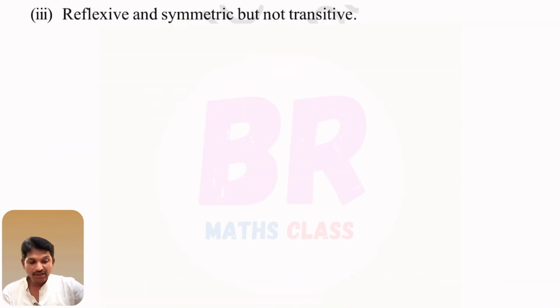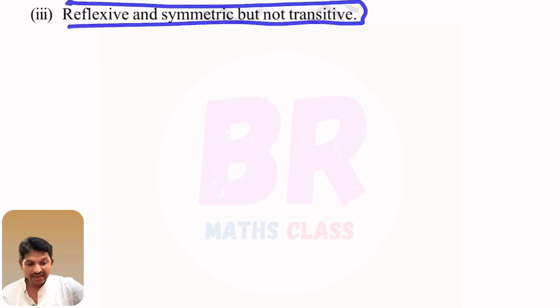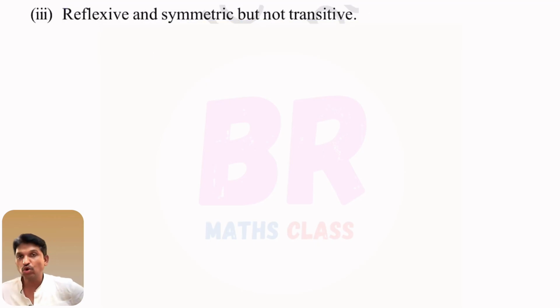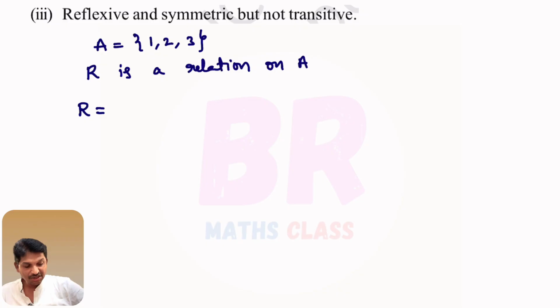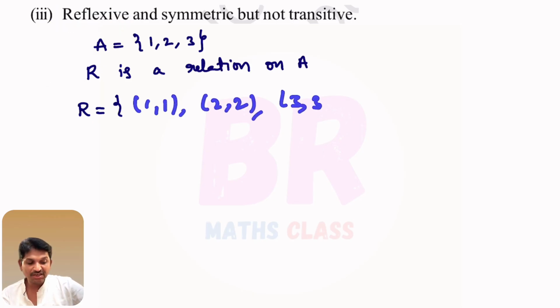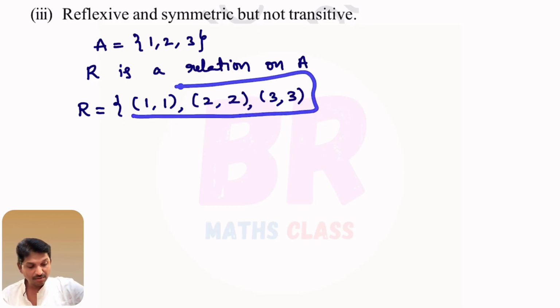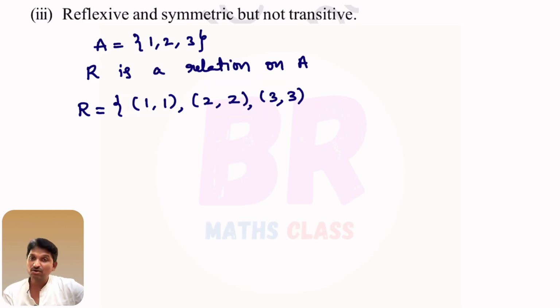I don't give any written notes for this example. I'll just give an example and we'll discuss. I want you to write the notes on your own. I'll take set A as 1, 2, 3 and R is a relation on A, and I'll define the relation like this. What they are saying is this relation is reflexive. As they are saying this relation is reflexive, 1 comma 1, 2 comma 2, 3 comma 3, these 3 ordered pairs must exist in the relation, right? Then only it is reflexive. Otherwise, it is not reflexive.